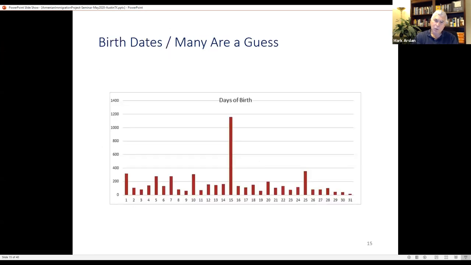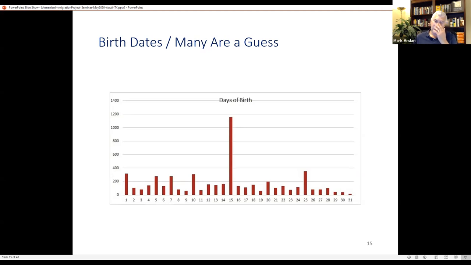Okay, so one of the things that frustrated me with my own grandfather's information is every record had a different birth date. I started out with his death record that said he was born April 15th of 1883, and then every other record I found had a different date. So my hypothesis was these guys really didn't know when they were born and they were just guessing at the date.